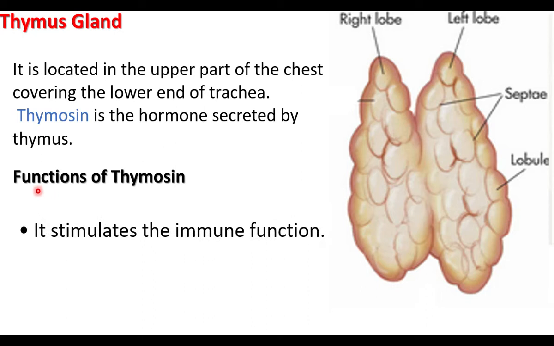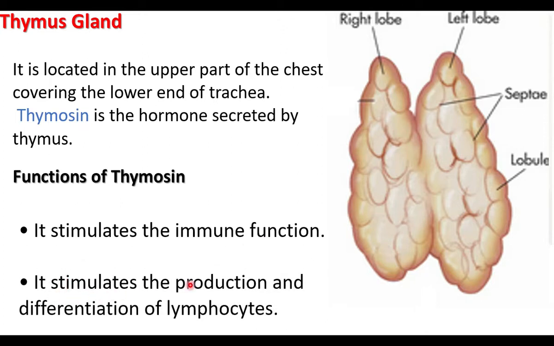The hormone thymosin stimulates immune function. What is immune function? Prevention of diseases. The disease causing organisms are inactivated or killed so that disease is prevented. That is immune function. The immune function is stimulated by the thymosin.